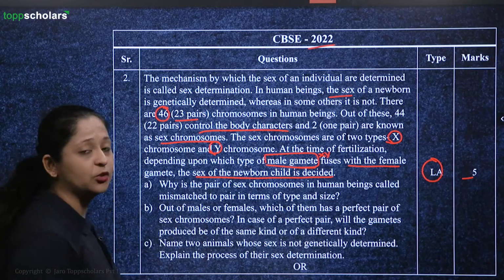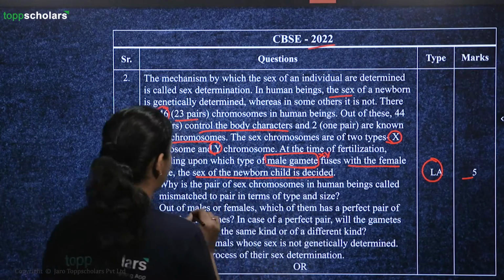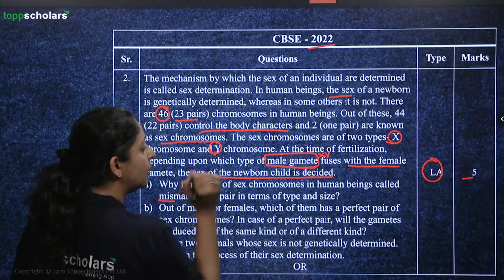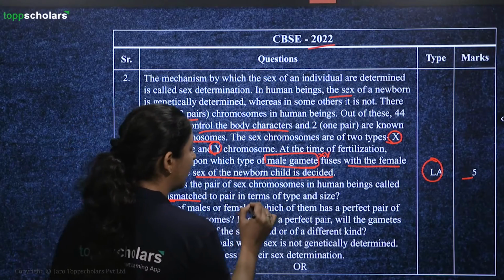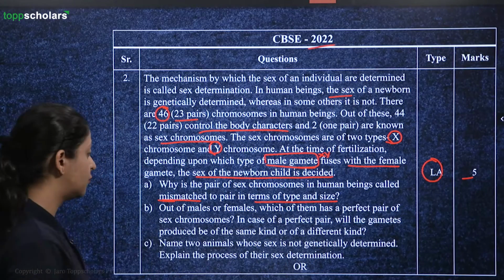Now you have the questions related to this paragraph only. Why is the pair of sex chromosomes of human beings called mismatched in terms of type and its size? Why is it different here? That's what you have to state.